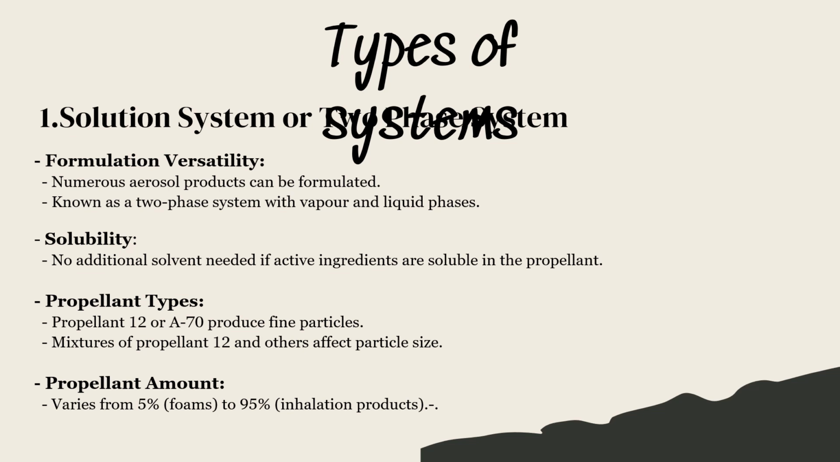Propellant can be 12 or A70 to produce fine particles. A mixture of propellant 12 and others affects particle size. These are known as two-phase systems with vapor and liquid phases. Solubility: no additional solvents are needed if the active ingredients are soluble in the propellant.